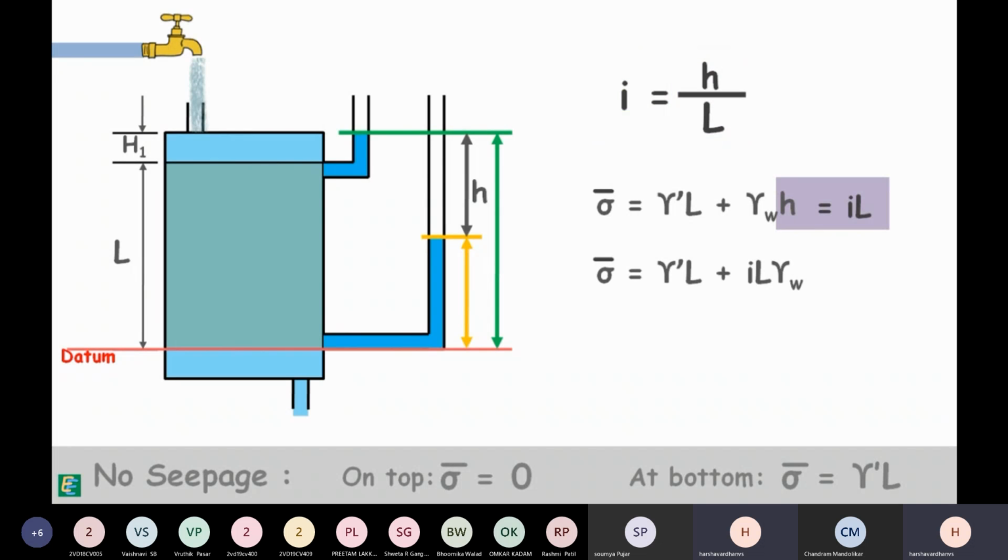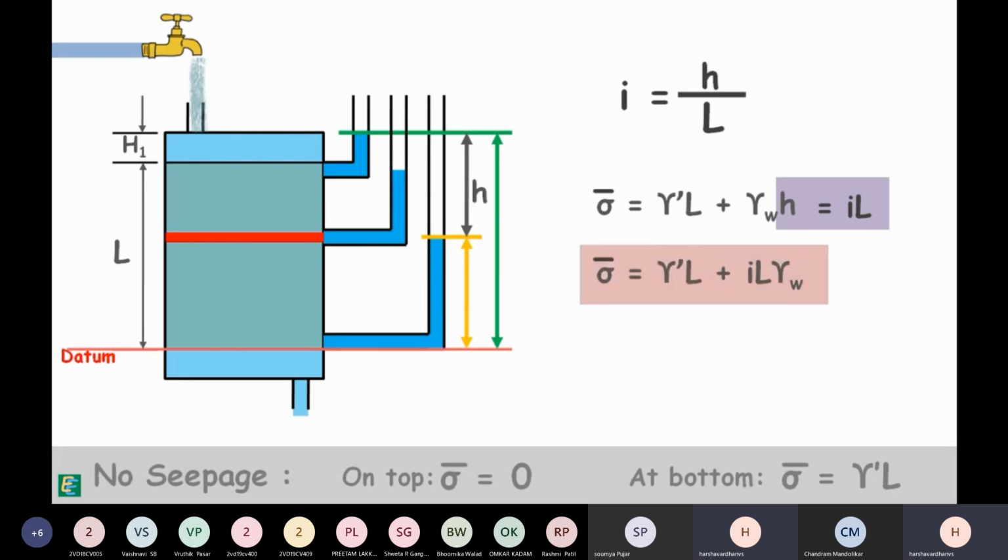We wrote it this way because to calculate the effective stress at any depth in the soil, we don't need to insert an additional standpipe at that depth and measure its head loss, as it has been removed from the equation. Hydraulic gradient throughout the soil is constant, and effective stress at depth z can be given as this.